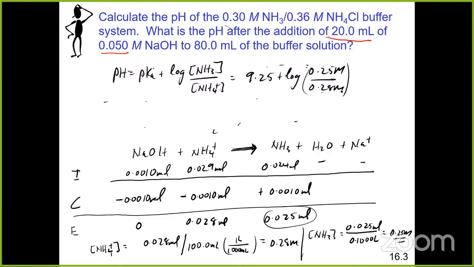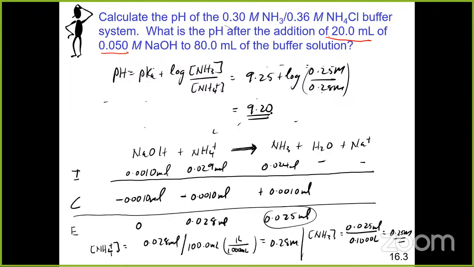So let's do that calculation. We have 0.25 divided by 0.28. Find the log of that, and then add that to 9.25. And the result I got is 9.20. All right? So this is the pH of the buffer after adding that much sodium hydroxide.